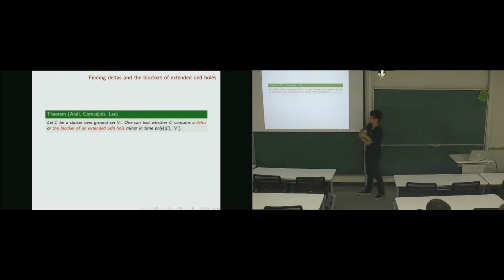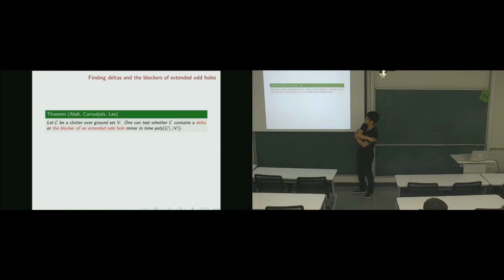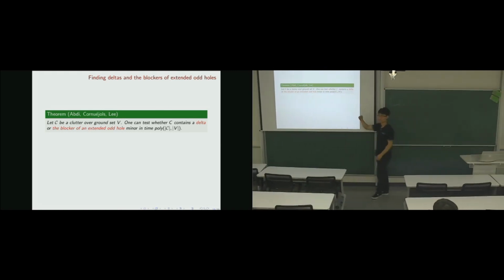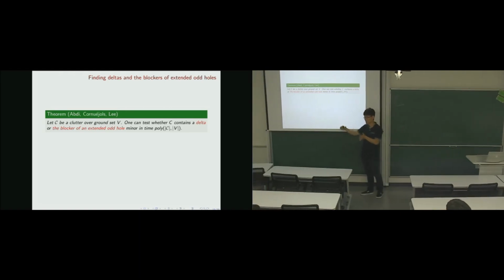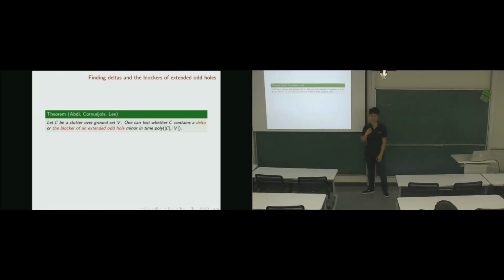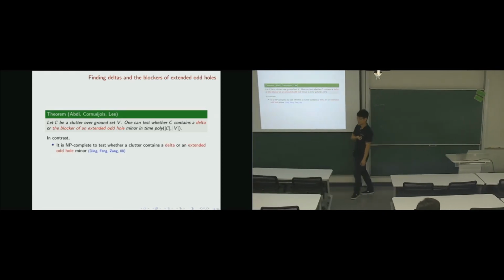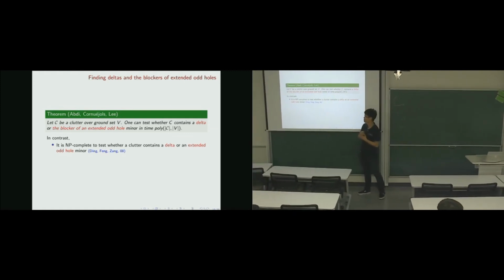Okay. So we proved that finding one of these as a minor can be done in polynomial time, a polynomial in the size of the clutter and the size of the element. So if you get an incident matrix, then this algorithm is polynomial time in the size of this matrix. Okay. So this is kind of like the opposite result from the earlier result.